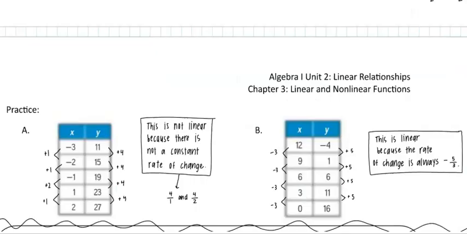and the extra example. Here are the answers for those practice problems. The first one, A, is nonlinear because it's not a constant rate of change, whereas B is linear because it is a constant rate of change. The slope for the function represented by the table in B is 5 over negative 3. So the rate of change is always 5 over negative 3, or the slope is always 5 over negative 3, meaning that it is a linear function.